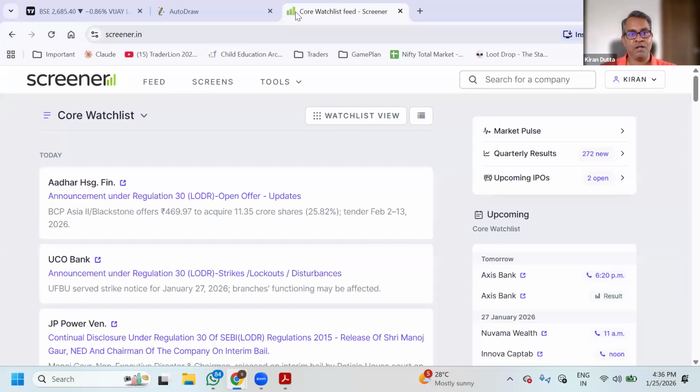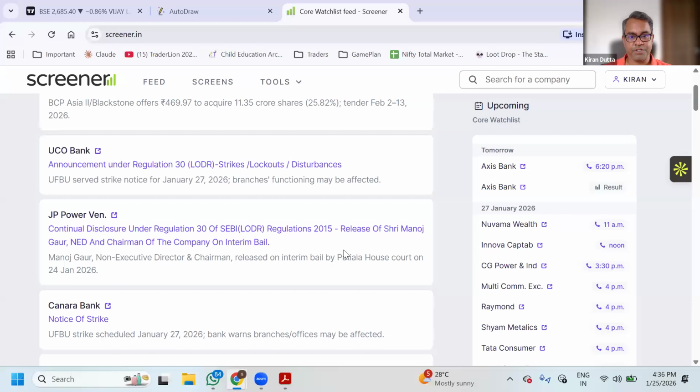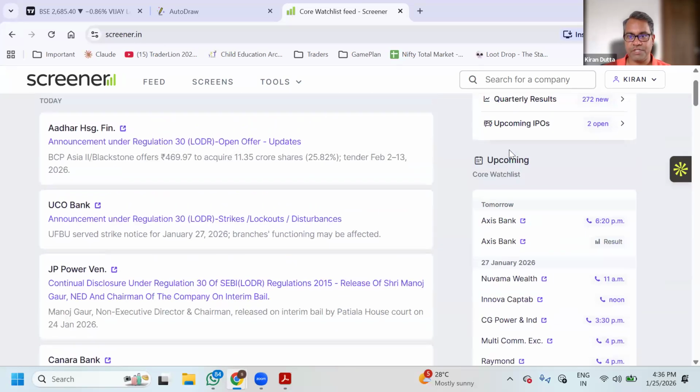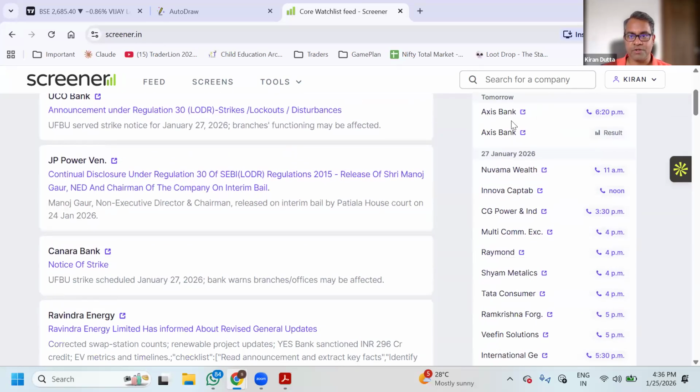Okay. I wanted to open the screener, if you want. I'm sure everyone is mostly in front of the system, but I'll actually show you, as I said earlier, how to leverage and use the earnings as breakout calls, take positions and make money. Now, if you see the screener, this is the screener home page. What you will see is this upcoming section. So Axis Bank is releasing results tomorrow, 6:20 p.m. is when their results will be there.